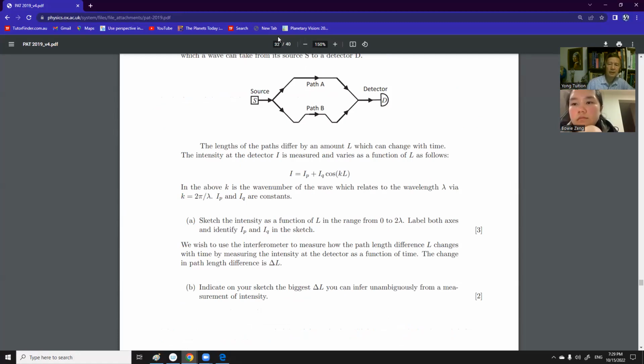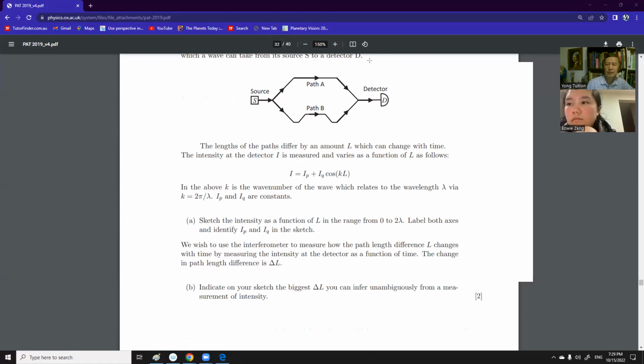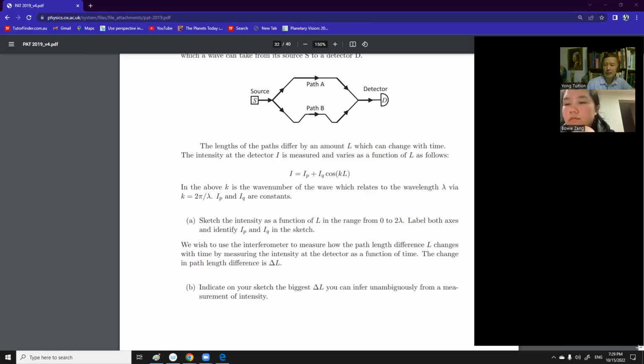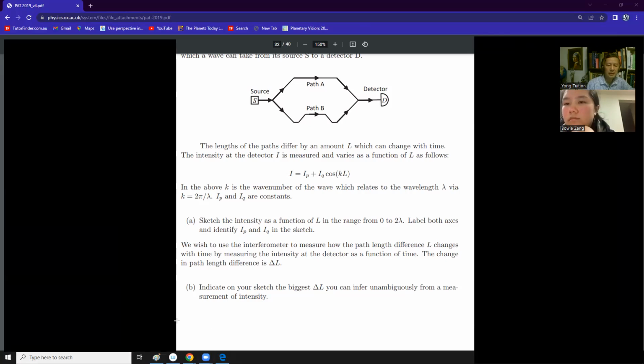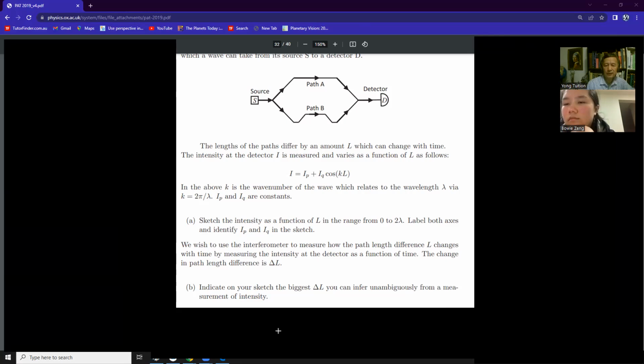Okay, let's do it. Prepare some dark background. Oops. Okay, do you want to try? And this is just based on the path difference. Okay.